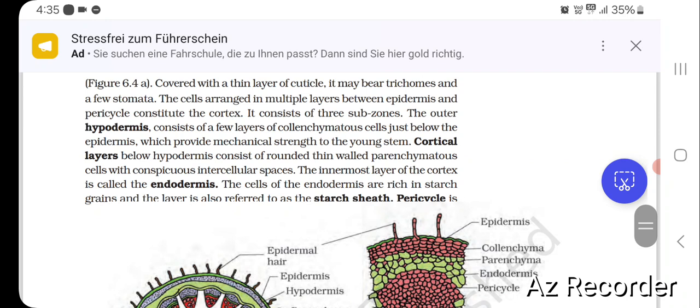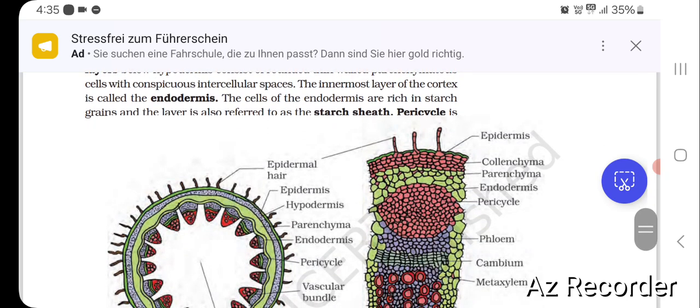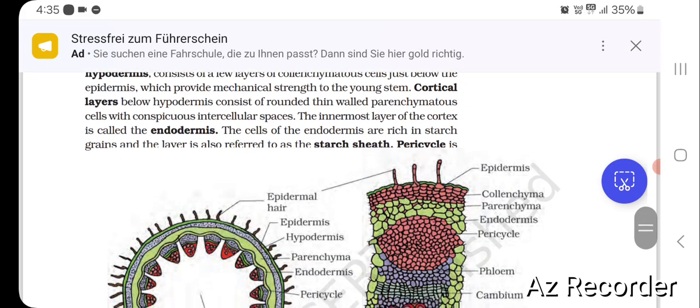The outer hypodermis consists of a few layers of collenchymatous cells just below the epidermis, which provide mechanical strength to the young stem. Cortical layers below hypodermis consist of rounded, thin-walled parenchymatous cells with inconspicuous intercellular spaces. The innermost layer of the cortex is called the endodermis. The cells of the endodermis are rich in starch grains, and the layer is also referred to as the starch sheath.